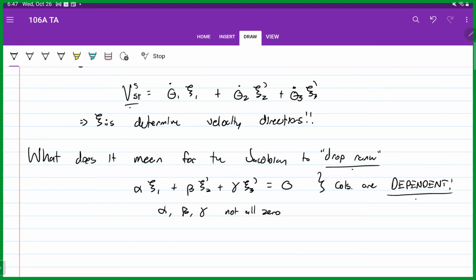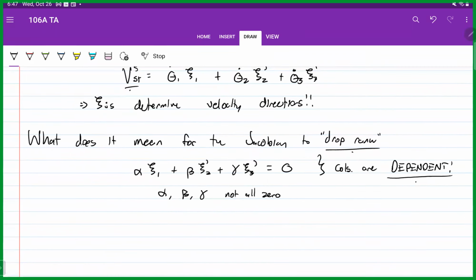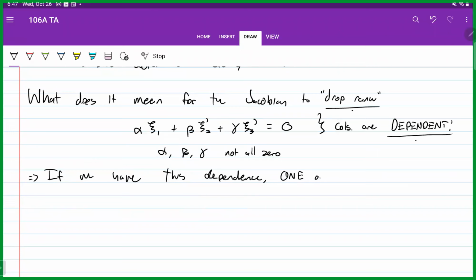So what does this mean for our interpretation in terms of velocity? If we have this dependence, then at least one of our twists is redundant, right? If we can get that direction, get that twist, just from scaling up and scaling down these other columns in there, we may as well not have it. It's just going to be pointing in the same direction as the other two, okay?